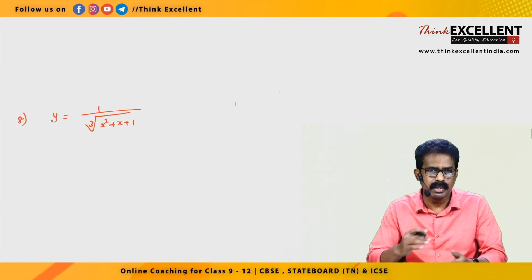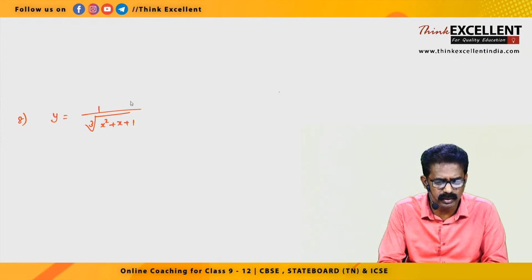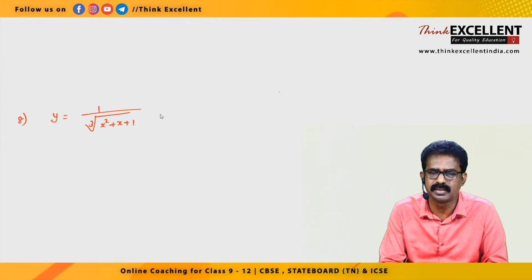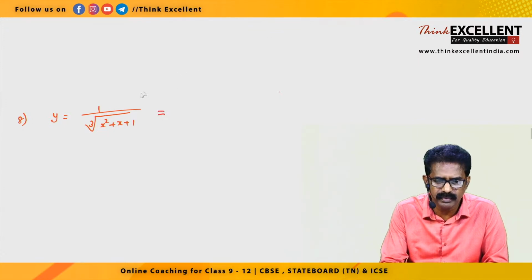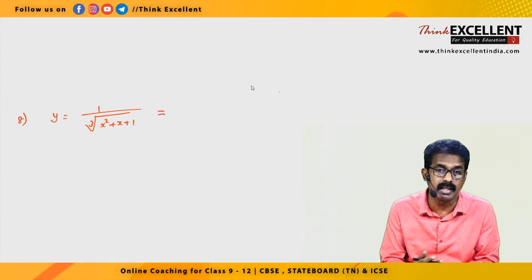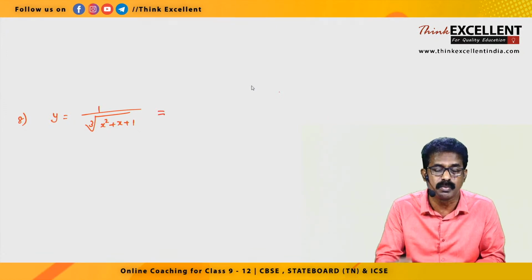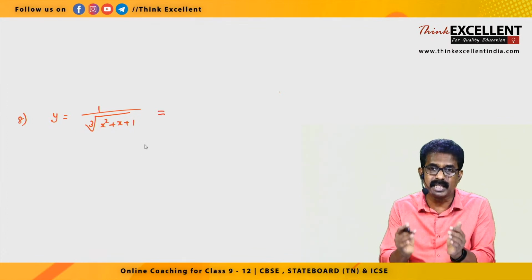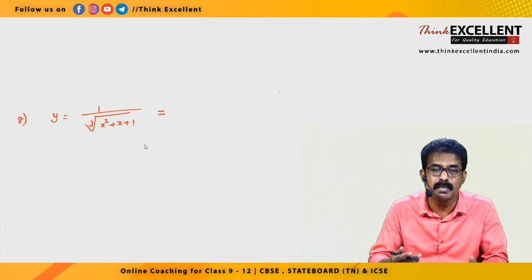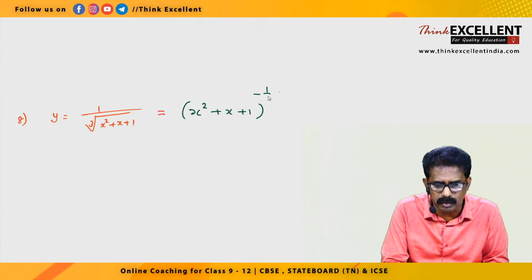Look at this question. Now we are slowly going to the next higher level. Look here. Y equal to 1 by cube root of something, right? So first you have to rewrite this. Cube root of something. What is cube root? Raised to 1 by 3. Cube root means raised to 1 by 3, but that is in the denominator, right? Take it to the numerator. Then this 1 by 3 becomes minus 1 by 3, right? So cube root means raised to 1 by 3. When you take it to the numerator, it becomes minus 1 by 3. So you can write it as x square plus x plus 1 raised to minus 1 by 3.